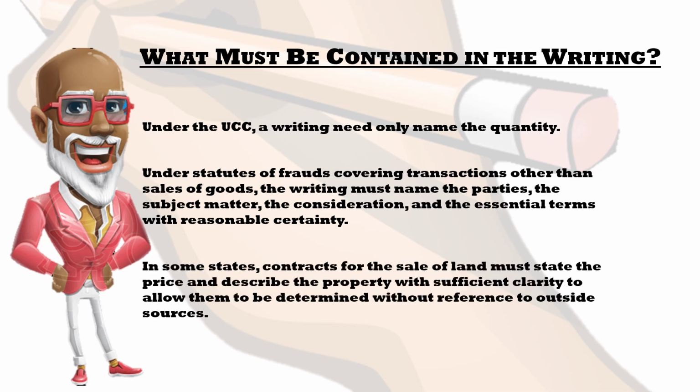Now, in some states, contracts for the sale of land must contain a price and a description of the property with sufficient clarity to allow them to be determined without reference to outside sources, right? If you've ever bought a lot in New York City, you will notice that there's always a description of the lot, the shape of the lot, and the dimensions of the lot as they run from east to west, north to south, and also a very definite location of the lot.